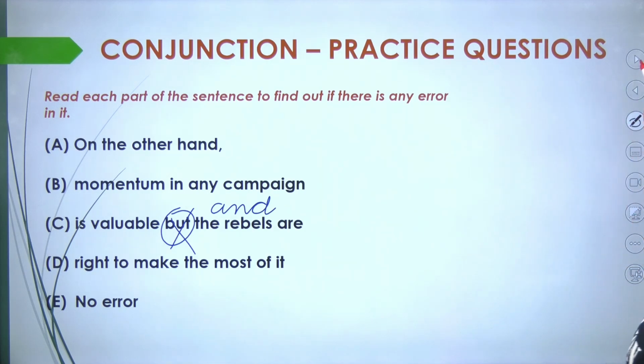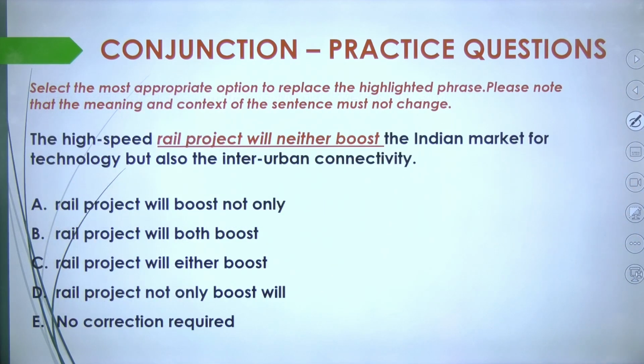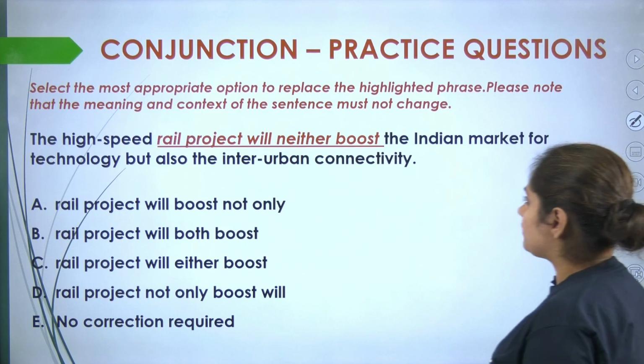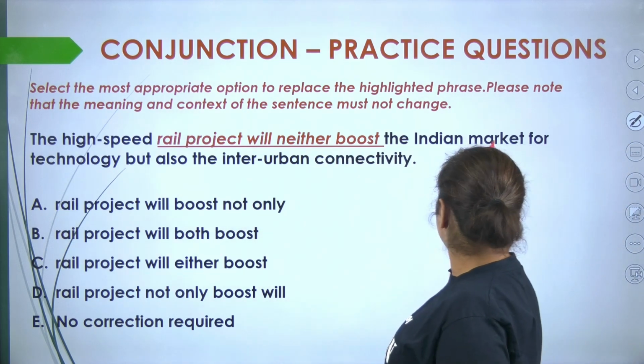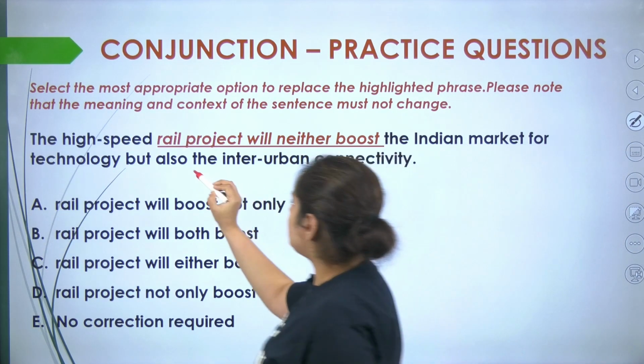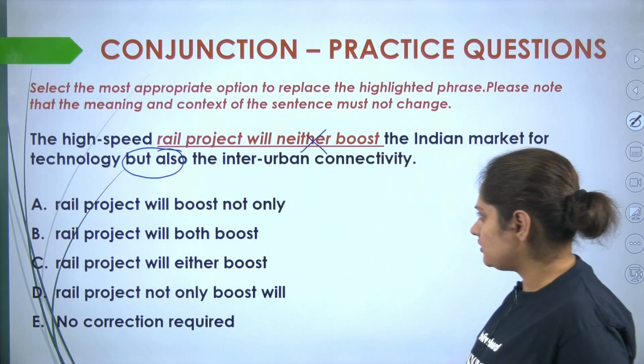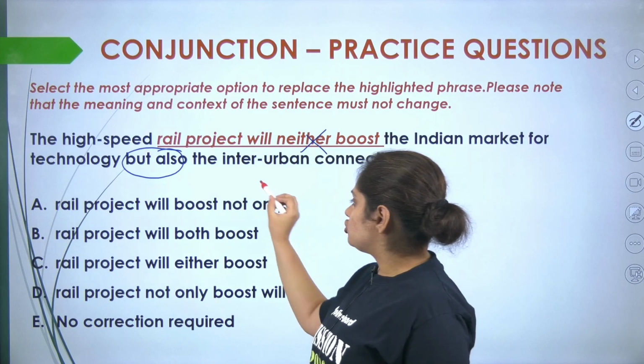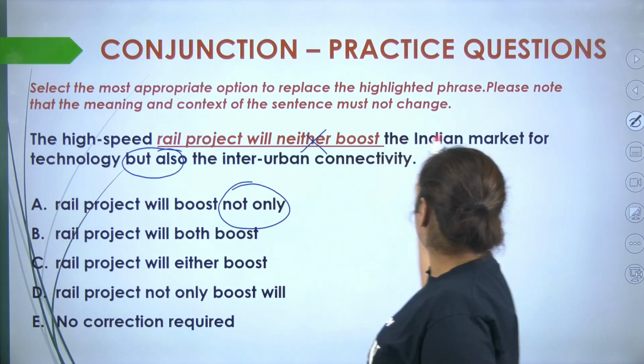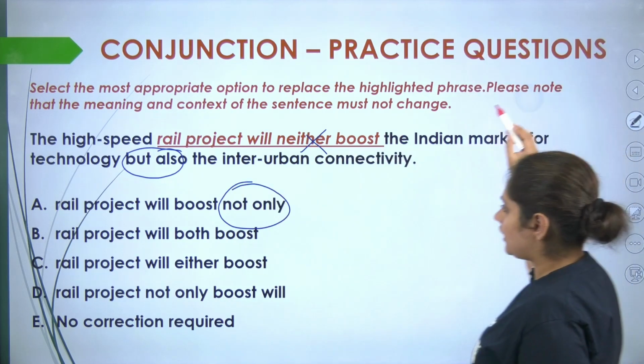So "and" will come, simple addition. Here you can get phrase replacement also, based on the conjunction part. The high-speed rail project will neither boost the Indian market for technology, but also... so "neither" cannot be used, but "also" is given. Will boost not only the Indian market, not only and but also pairing.